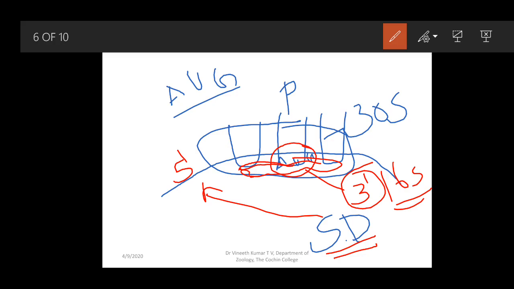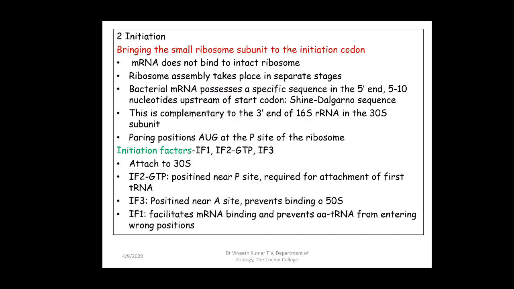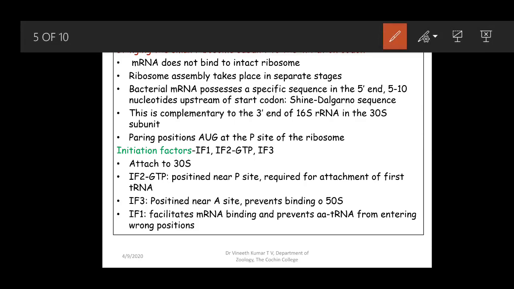where the initiator tRNA bearing methionine will arrive after initiation. So this is how this particular process occurs. The ribosome assembly on the mRNA takes place in separate stages. The mRNA possesses a specific 5 to 10 nucleotide sequence at the 5' end, called the Shine-Dalgarno sequence, which is complementary to the 3' end of the 16S rRNA in the 30S subunit. So if pairing occurs, it will be correctly placed.